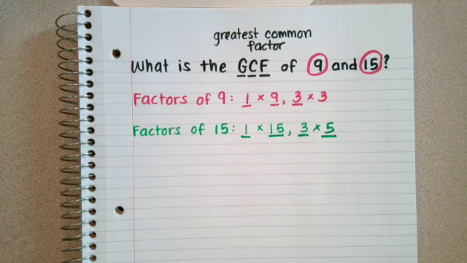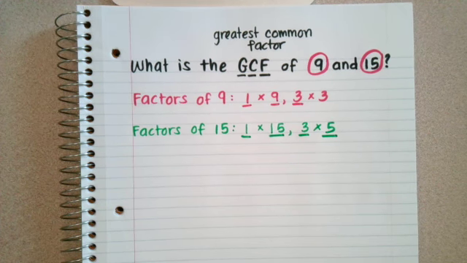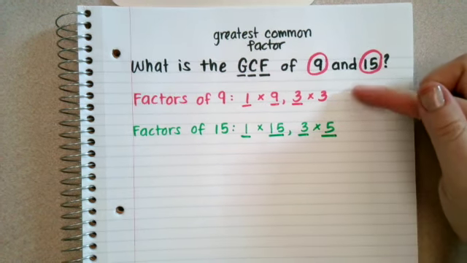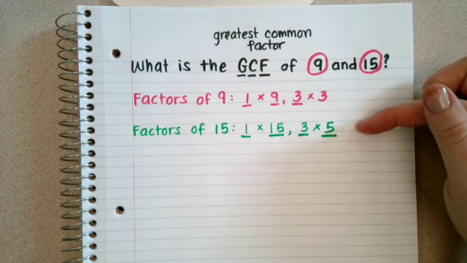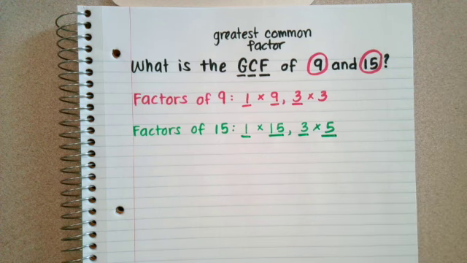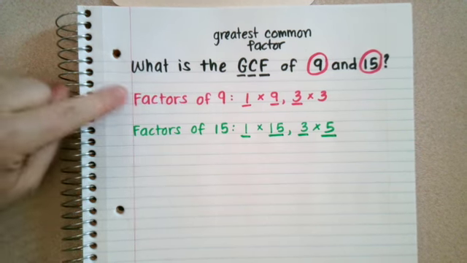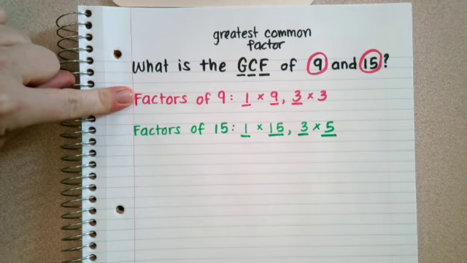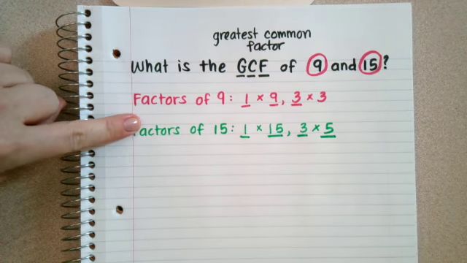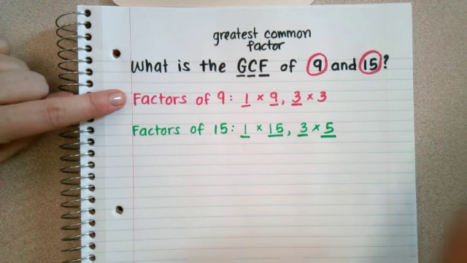So now we want to compare our two lists and figure out first of all, which factors do they have in common? But then we need to figure out, well, which is the biggest of those factors that they have in common. So we're going to run through our factors. Okay, so I like to just start with the list that's at the top. It doesn't matter which one you start with, but I'm going to start with the factors of 9 since that's my first number.